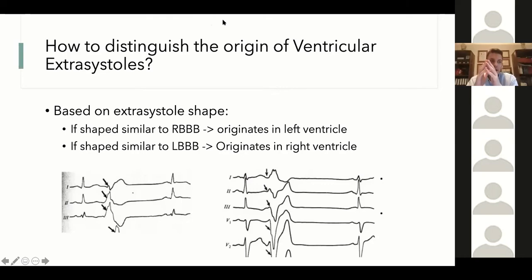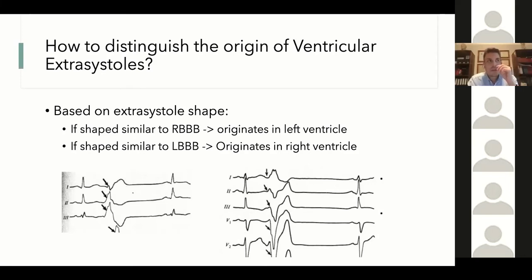If you are familiar with right and left bundle branch blocks, you will know that the morphology of the QRS differs depending on the presence of right or left bundle branch block. To know where the extrasystole is coming from, you need to think of the morphology of the QRS. If the QRS looks like a right bundle branch block QRS, then the origin of the extrasystole is in the left ventricle. And why is that?